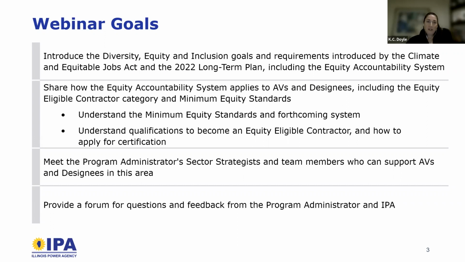So in terms of our goals for today, we really want to introduce the Diversity, Equity, and Inclusion Goals and Requirements that were introduced by the Climate and Equitable Jobs Act, or CEJA, as it's known locally, and the 2022 Long-Term Plan, including the Equity Accountability System. We also wanted to share today the Equity Accountability System as it applies to AVs and designees, including the equity eligible contractor category and minimum equity standards, so that you're able to understand the minimum equity standards and the forthcoming system and understand the qualifications to become an equity eligible contractor and how to apply for certification.